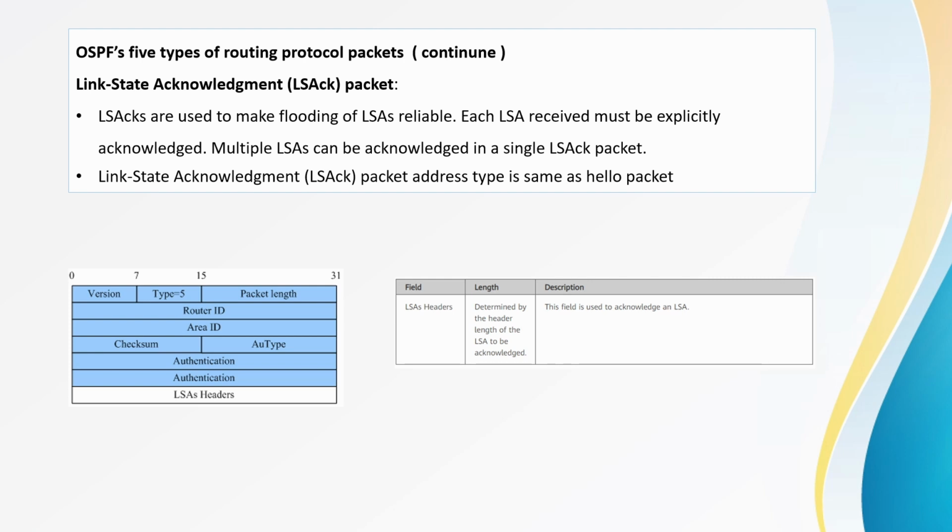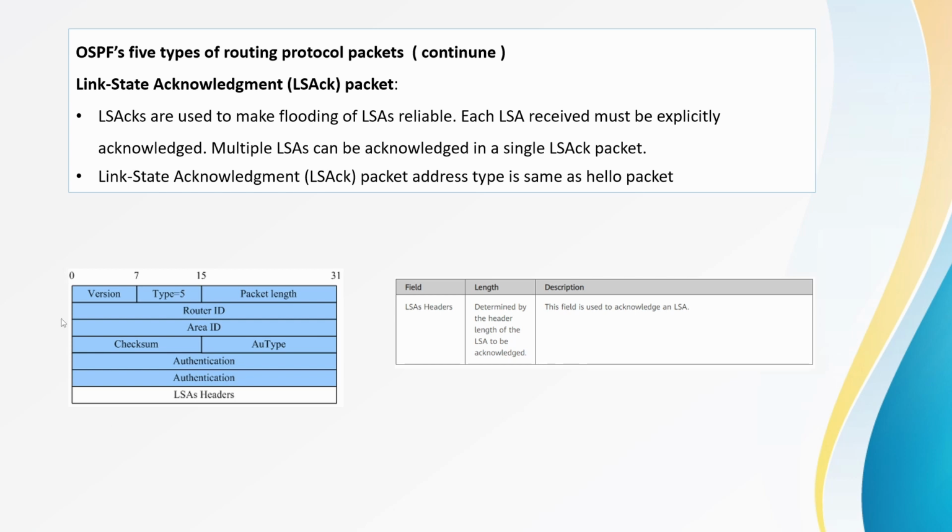The last OSPF packet is the link state acknowledgement packet. Link state acknowledgement packets are used to make the flooding of LSAs reliable. Each LSA received must be explicitly acknowledged. Multiple LSAs can be acknowledged in a single LSA acknowledgement packet. The link state acknowledgement packet address is the same as the hello packet.